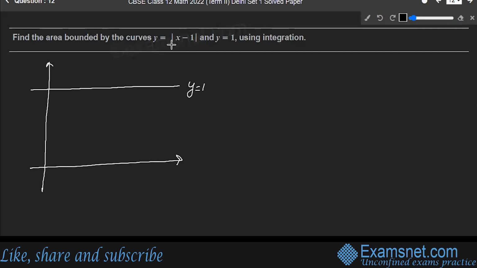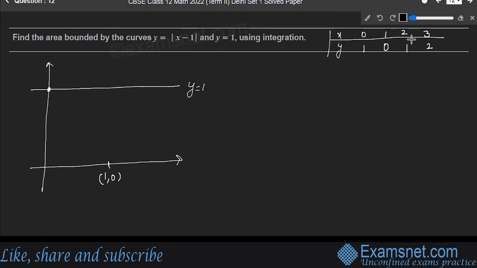Right, and y is equal to modulus of x minus 1. Let's make a table for x and y. When you're putting x is equal to 0, y is equal to 1. When you're putting x is equal to 1, y is equal to 0. x is equal to 2, y is equal to 1. And x is equal to 3, y is equal to 2, and so on. Correct. So when x is equal to 0, y is equal to 1, x is equal to 1, y is equal to 0. So it's over here.